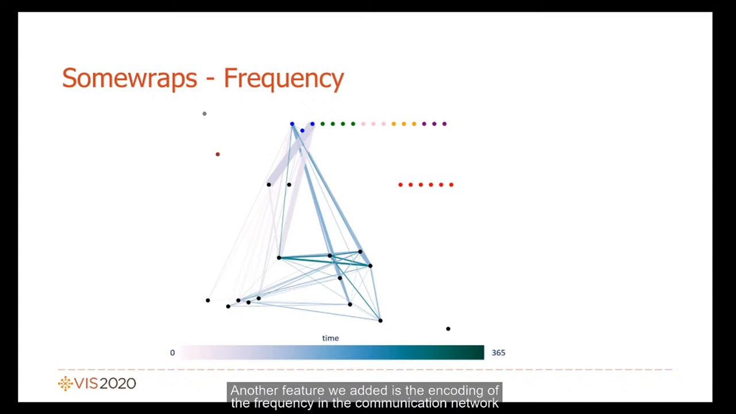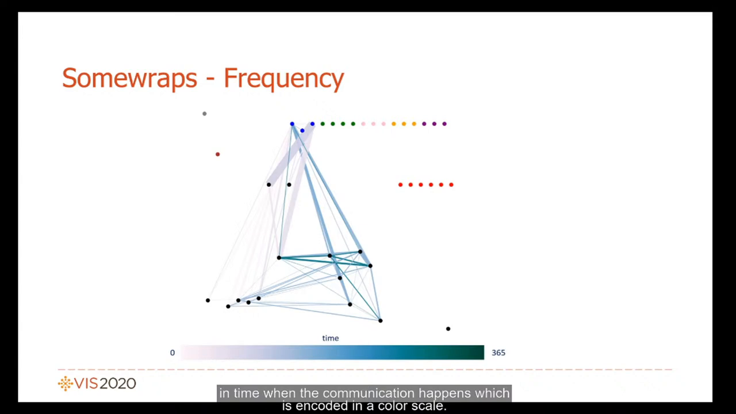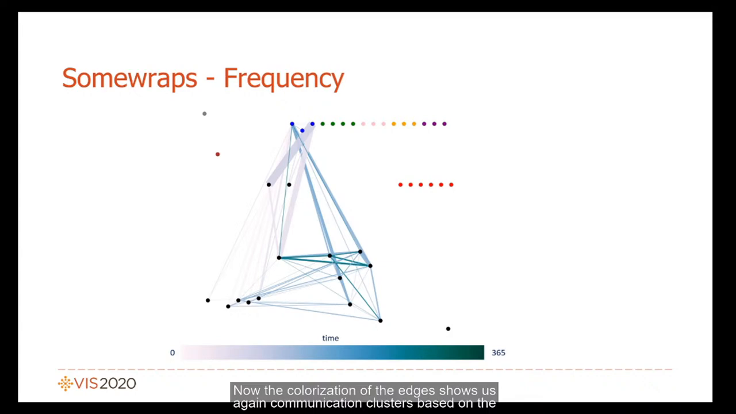Another feature we added is the encoding of the frequency in the communication network directly on the edges in the graph. So the thickness of an edge between 2 person nodes represents the frequency, how often the communication happens over time. This reveals communication clusters with higher and lower frequencies. To augment the node link diagram even more, we added an encoding of the specific point in time when the communication happens, which is encoded in a color scale. Now the colorization of the edges shows us again communication clusters based on the temporal dimension.